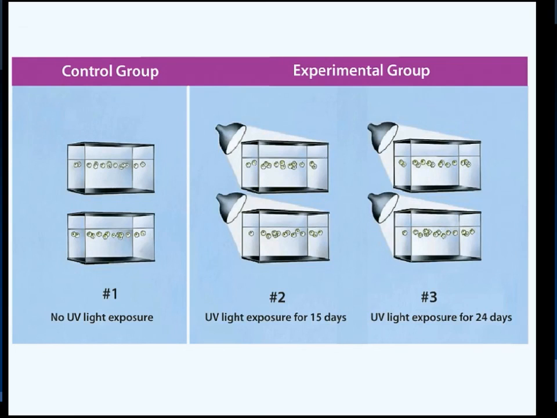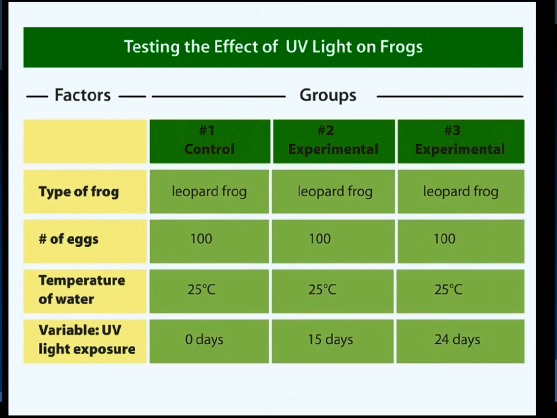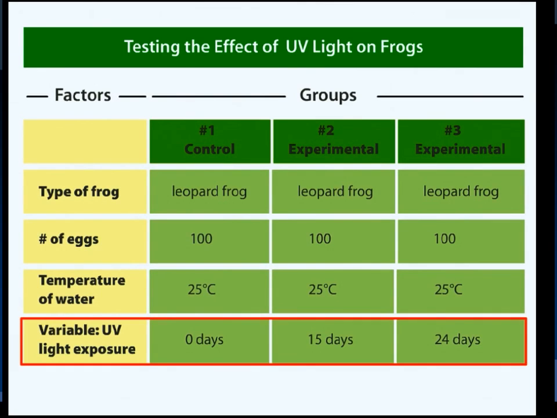A controlled experiment compares a control group with an experimental group. These three groups of frog eggs were exposed to different amounts of ultraviolet light in an experiment designed to test the effect of ultraviolet light on frogs. A variable is a factor in a controlled experiment that changes. In the frog experiment, the variable is the amount of ultraviolet light exposure.